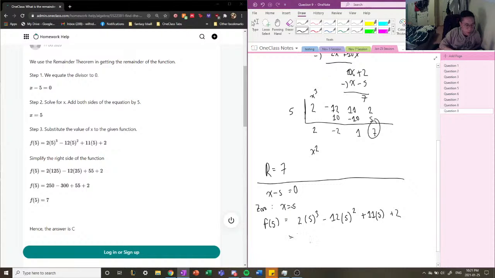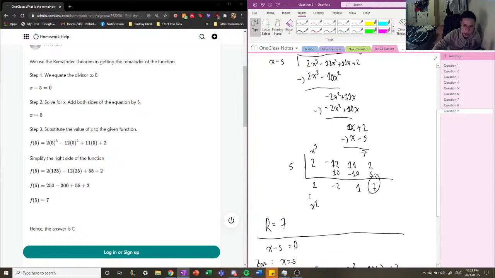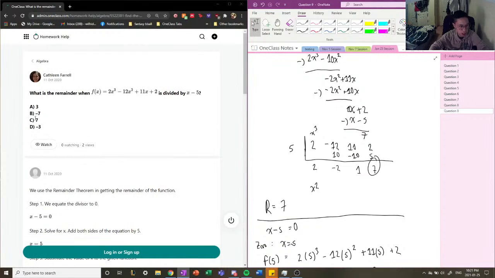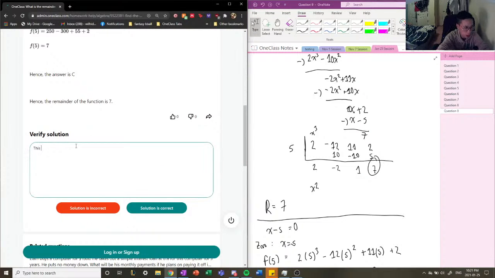And if we were to simplify this, we would get 250 minus 12 times 25, which is 300, plus 55 plus 2. Simplifying, we get negative 50 plus 55, which is 5, plus 2, which is equal to 7. And we have found our remainder. We have double checked it and triple checked it using synthetic division and also long division. So the answer is C. This solution is correct, and we have done it in 3 ways.